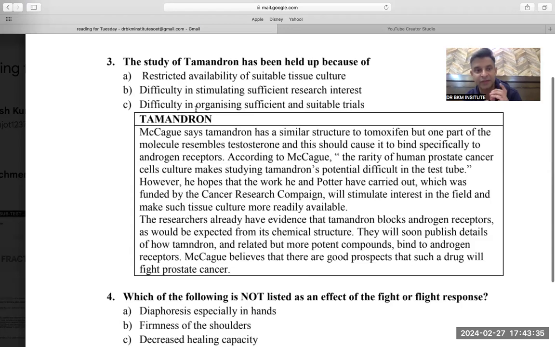A, restricted availability. Difficulty in organizing sufficient and suitable trials. I think nothing like this was given. The word trials is not given, I feel. So there was no such difficulty. Only one negative thing was given, rarity. So I go with A.